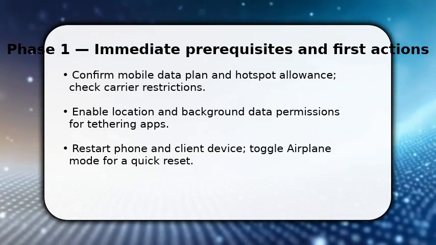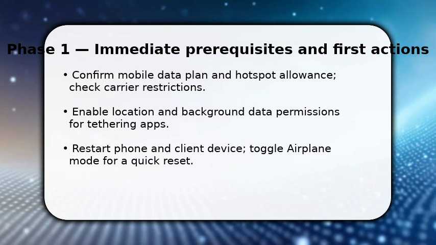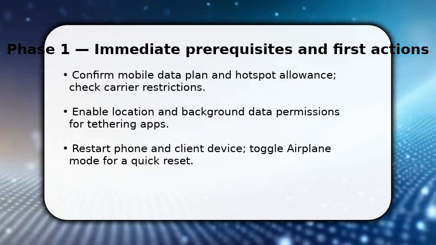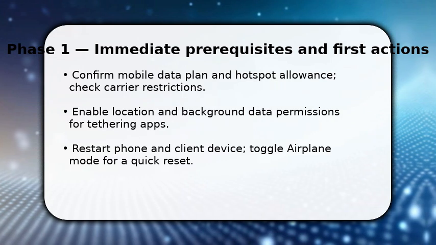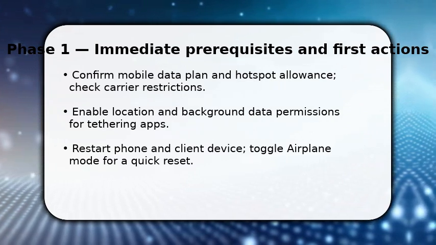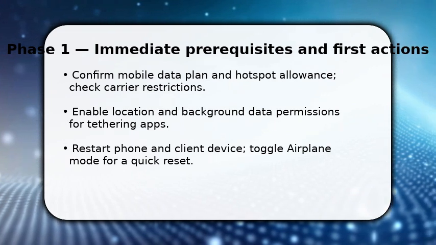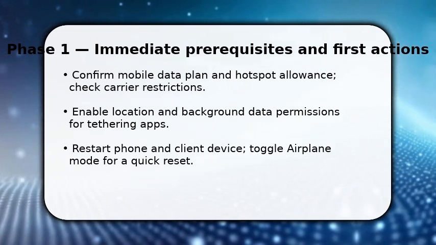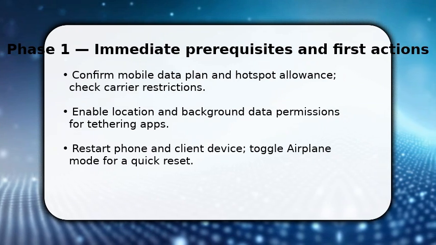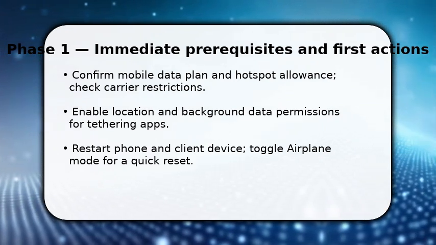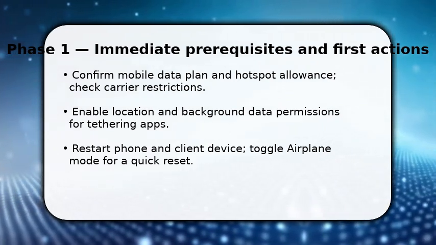You begin by confirming your data plan allows tethering and that mobile data is active. Carriers often restrict hotspots. Next, enable location and background data permissions because some systems require them for scanning and routing. Restart both the phone and the client device to clear transient faults. Once done, toggle airplane mode for 10 seconds to reset radios.